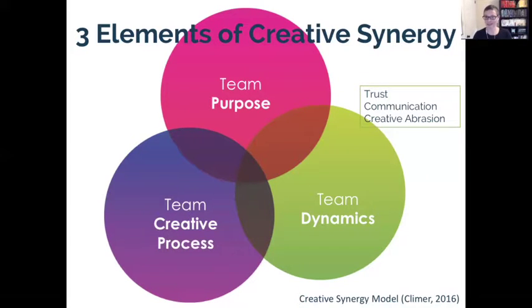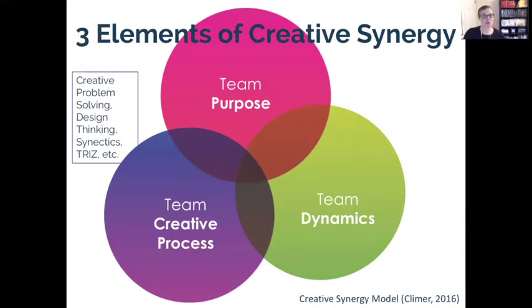Team dynamics, specifically trust, communication, and creative abrasion. Trust and communication are, for the most part, fairly obvious, but by creative abrasion I mean we can disagree around ideas and concepts, but we don't necessarily disagree because of our personalities. I know that I can disagree with you, and you're not going to be mad at me later. So there's more disagreement at an intellectual level, but not necessarily on a personal level or an identity level.